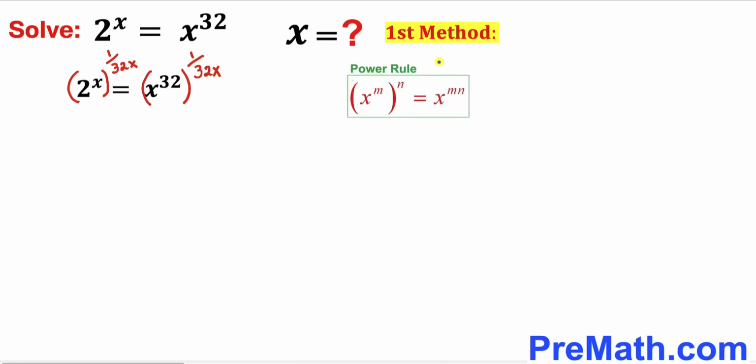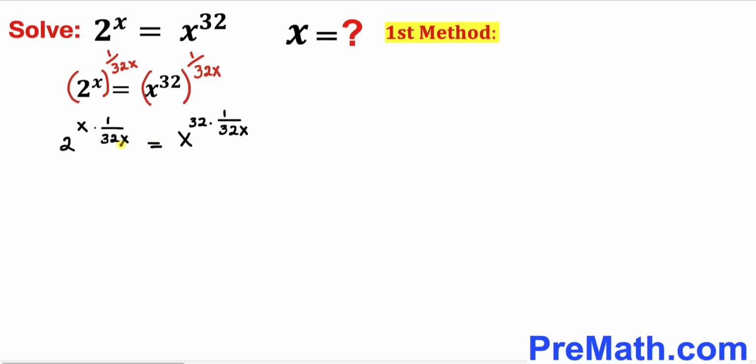And now let's recall the power rule of exponents. If we have x^m and then another power n, then we can write that as x^(m times n). And we are going to apply this power rule on both sides of this equation. So the left hand side is going to become 2^(x times 1/(32x)), and the right hand side is going to be x^(32 times 1/(32x)).